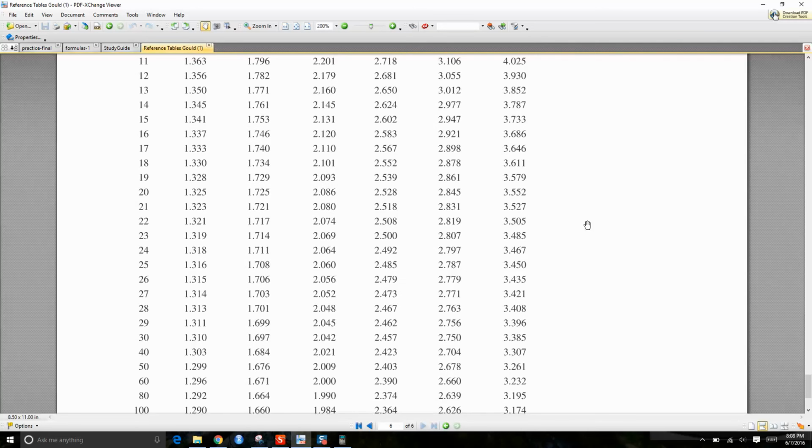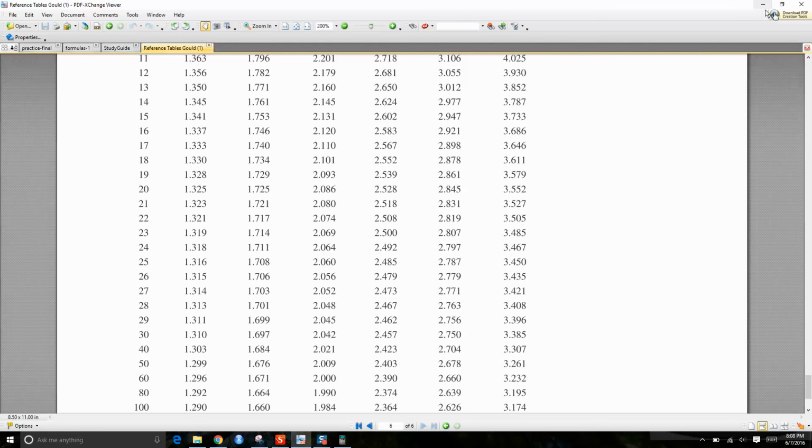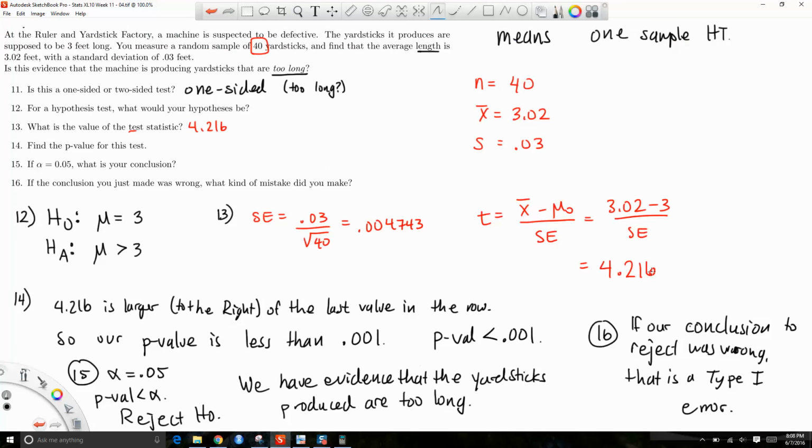So the test statistics get larger as we go to the right. The column headings get smaller as we go to the right. So that's what we have going on. Okay, good?